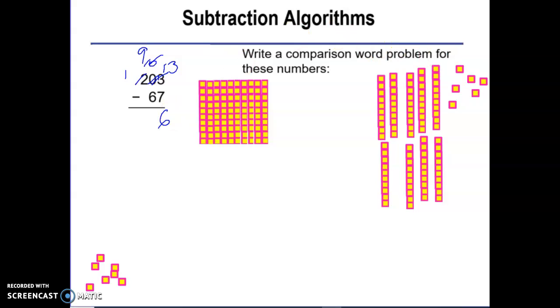I now have 9 rods remaining. I have 5 here and 4 here. That makes 9. And I need to remove 6 of them.